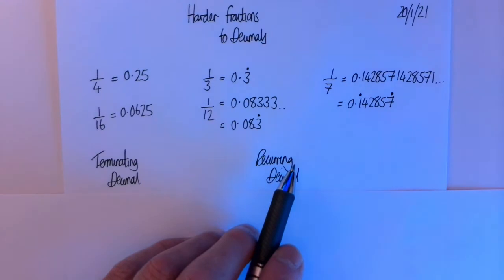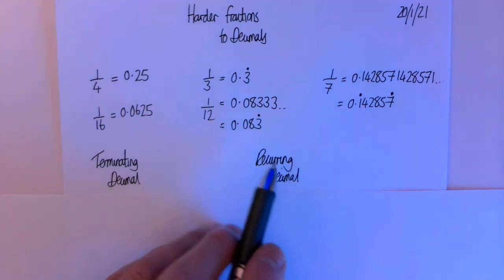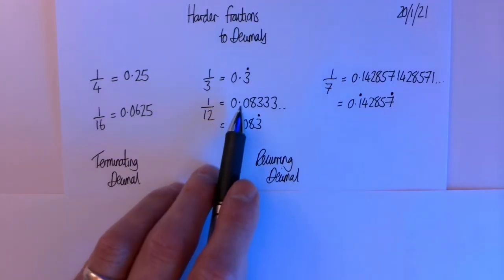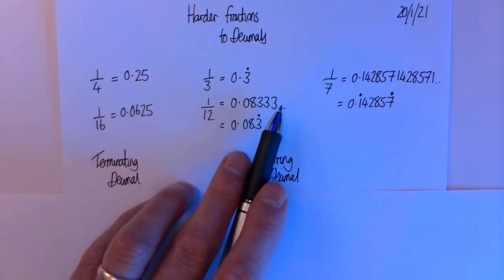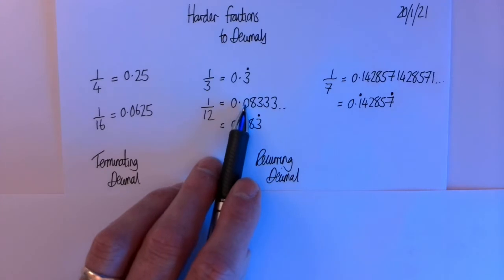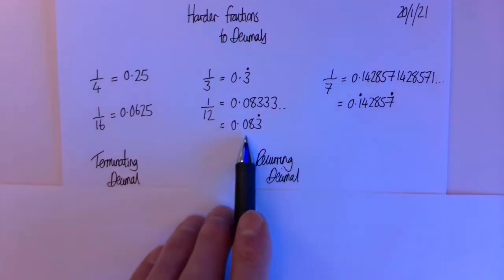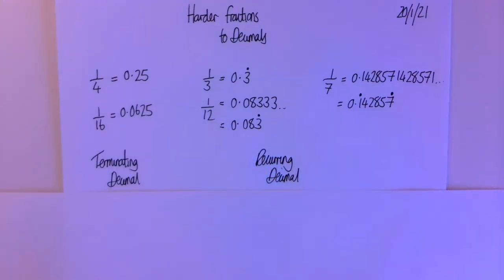But you get all sorts of weird and wacky recurrences. So for example, a 12th, if you look at that, you get 0.0833333. So the 8 isn't repeating and the 0 isn't repeating, but the 3 is. Can you see how we write that? We just put a dot above the 3.